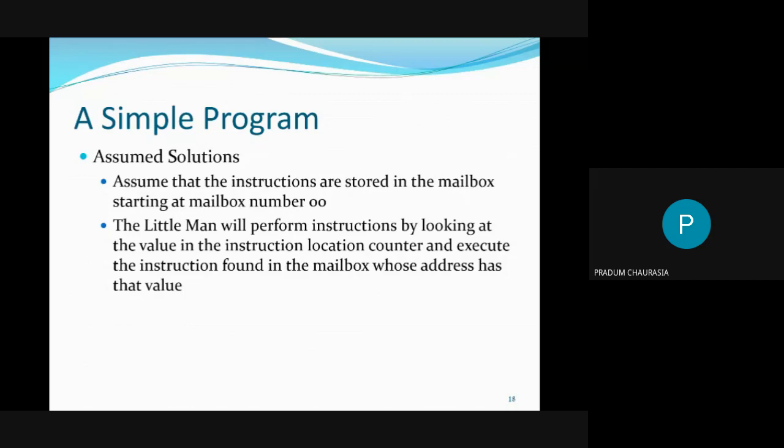Okay, the instruction location counter. The Little Man needs guidance: which instructions I have already executed, which instruction I have to execute next, and so on. So we need a counter for its internal use. It's called the instruction location counter. Every time he finishes an instruction's execution, he increments the counter, and now he knows he needs to process the next instruction shown in the counter. That location tells the Little Man to go to the mailbox in that location and fetch the next instruction.